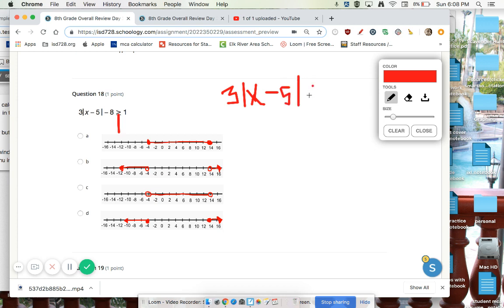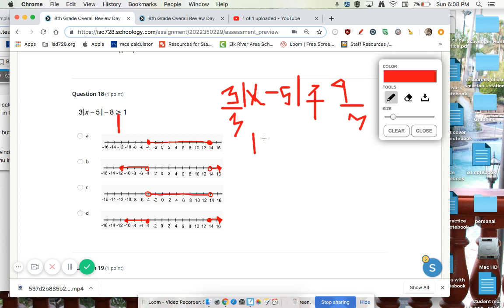And then it's greater than or equal to what? 9, because I added 8, so 9. Okay, I can't make any cases yet because the absolute value is not alone, so I need to divide both sides by 3. So divide this by 3. That's a 3.